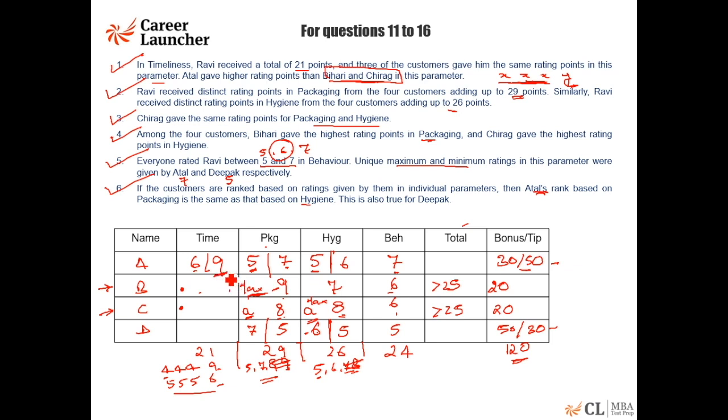So that means if this is 9, the total will be greater than 25 and hence there will be a case of bonus, not a tip. But we know that this total has to be less than 25. If this total has to be less than 25, 9 is not a possibility. Okay, that means this has to be 6, 5, 5 and 5.